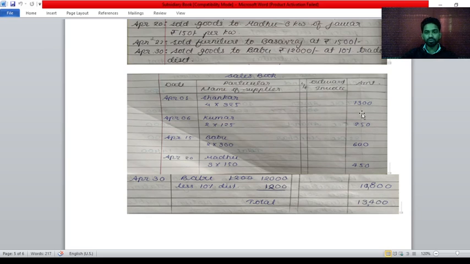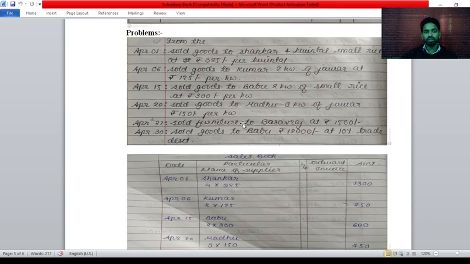Like this we have to solve and make the total of the amount column: 1,300 plus 250 plus 600 plus 450 plus 10,800, the total will be 13,400, which is nothing but the total of the sales book. Like this we have to solve the problem on the sales book.